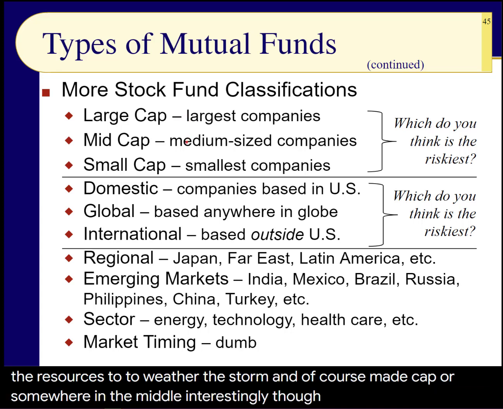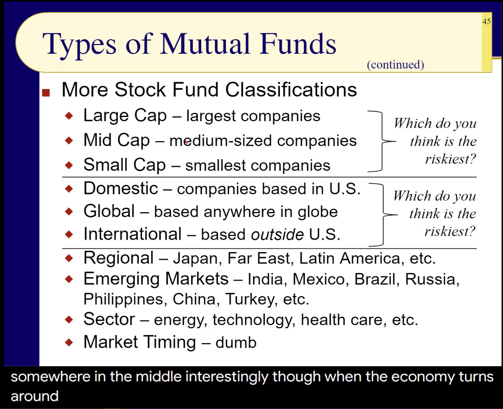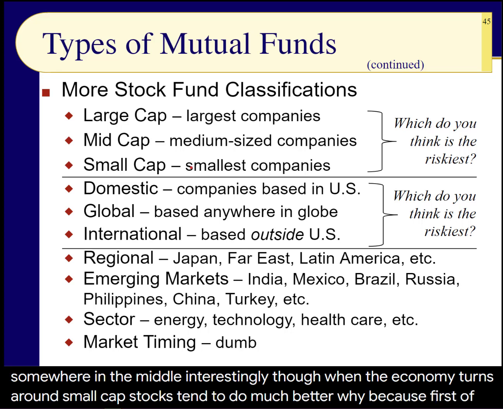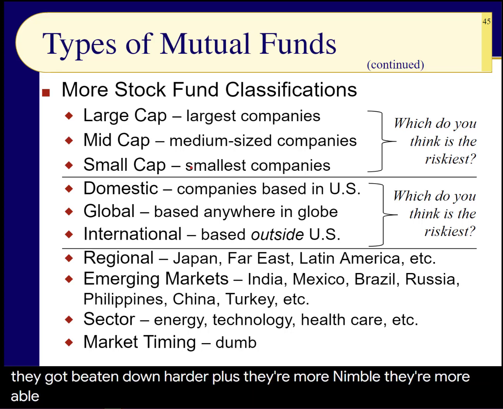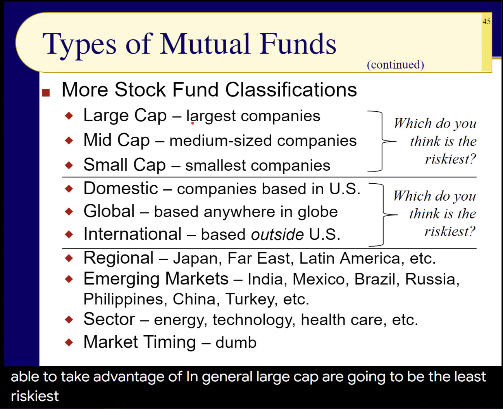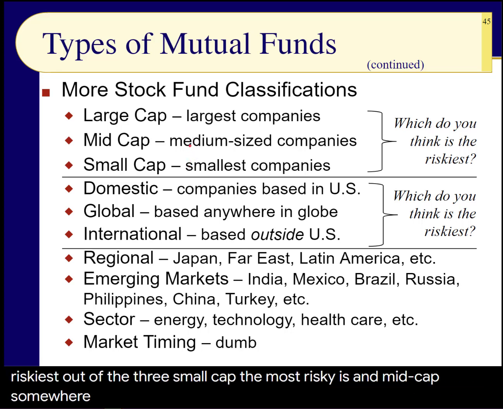Interestingly, though, when the economy turns around, small cap stocks tend to do much better. Why? Because first of all, they got beaten down harder. Plus, they're more nimble. They're more able to take advantage of new opportunities. So in general, large cap are going to be the least risky out of the 3. Small cap, the most risky, and mid cap somewhere in between.